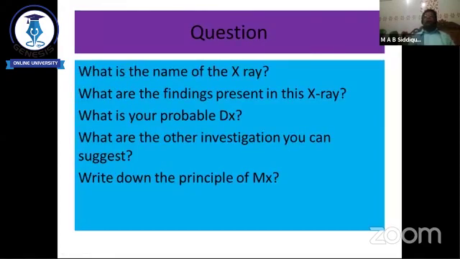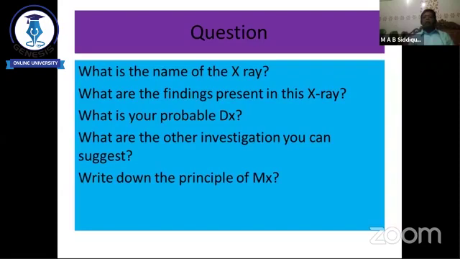So the question may be, what is the name of the X-ray? Barium follow through. What are the findings present in this X-ray? As already mentioned, there is a deformed, contracted, high-up cecum with narrowing of the terminal ileum and proximal dilatation of the ileum. What is the probable diagnosis? Tuberculosis, Crohn's disease, malignancy, and others. You can put these as the differential diagnosis.